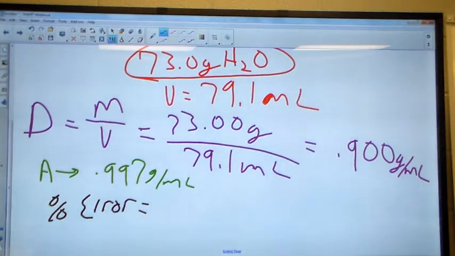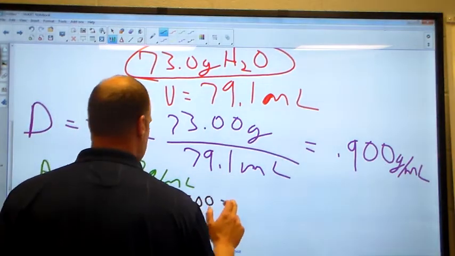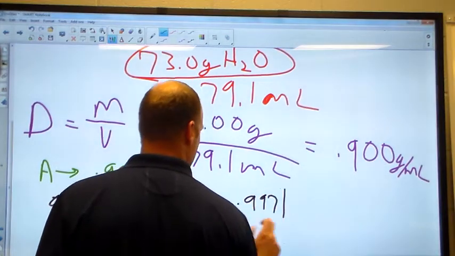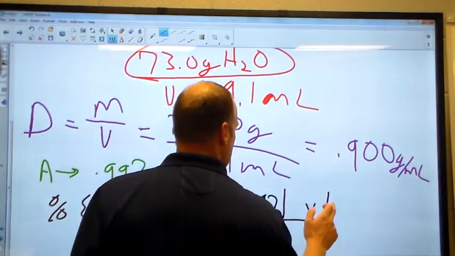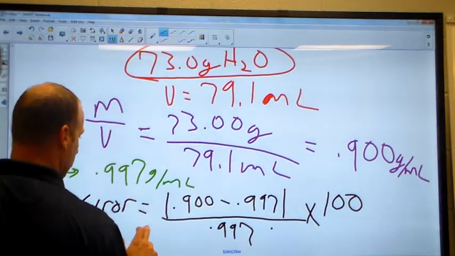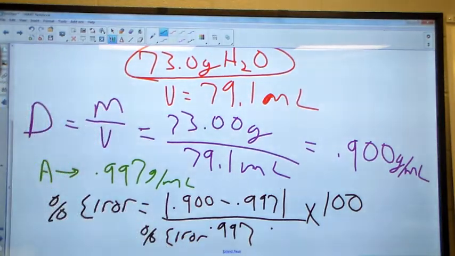You subtract 0.900 minus 0.997 divided by 0.997. Divide by 0.997. How did you know to divide by 0.997? Because it is the accepted value, times 100. Okay. What do we get here for the percent error for this group only? We didn't get that far. Will somebody calculate, get your phones or whatever? If you want to put your phones up. Taylor, would you calculate that, please?